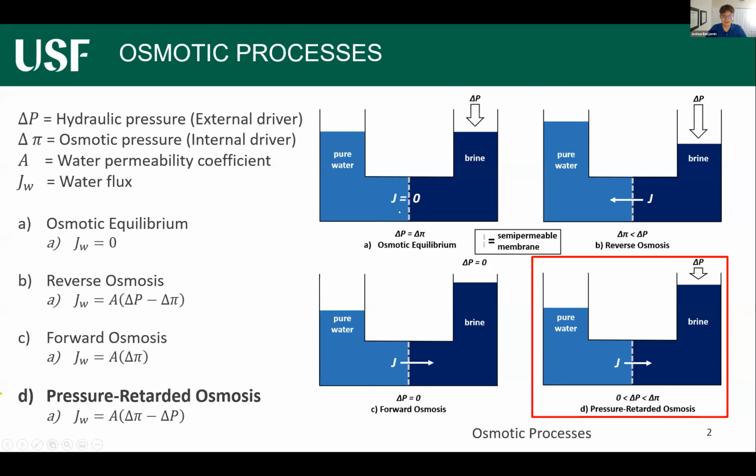osmosis works is to compare it to the different osmotic processes. The first one you have is osmotic equilibrium, which is where your hydraulic pressure, your delta P, is equivalent to your osmotic pressure, your delta pi, and so there's no movement across the membrane. The second type is reverse osmosis, which is what happens with desalination, where you have a greater hydraulic pressure than your osmotic pressure, and so you can separate the pure water from the brine.